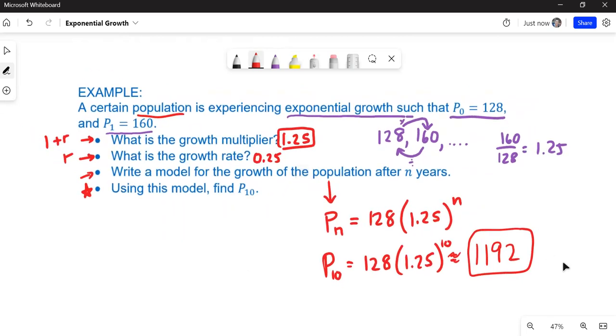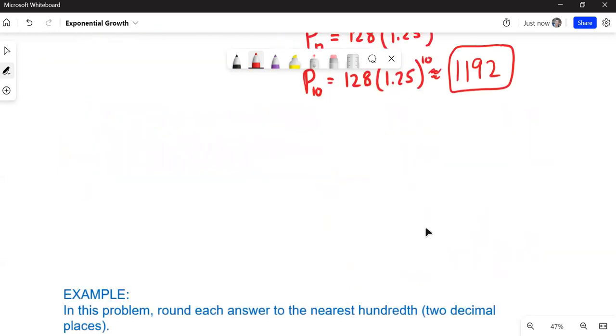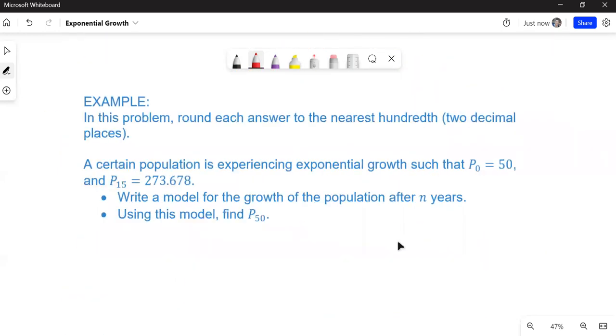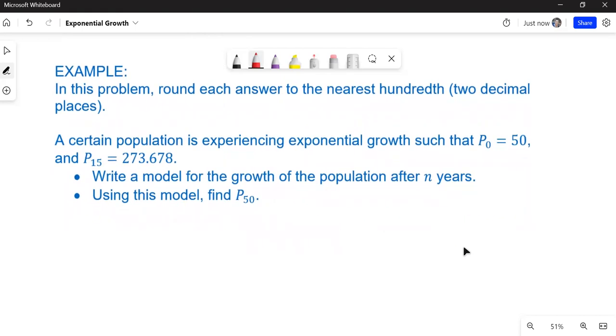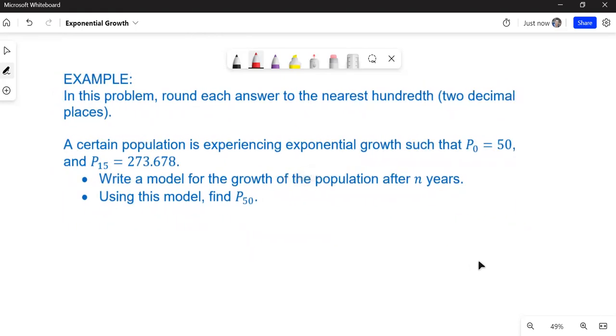Now the last problem is, what if the years aren't next to each other? We have to do a little more thinking. So here's another problem. In this problem, we're going to round to the nearest hundredth, 2 decimal places. A certain population is experiencing exponential growth rate such that P naught is 50. That's where we'll start. And P sub 15 is this decimal value, 273.678.